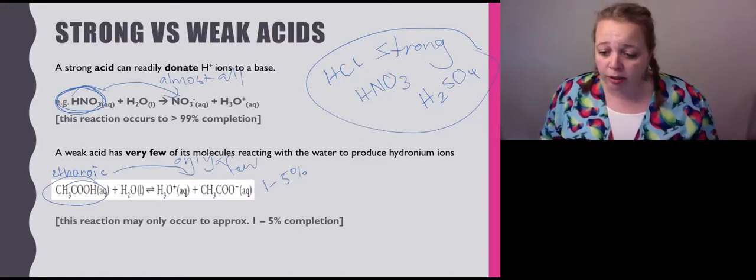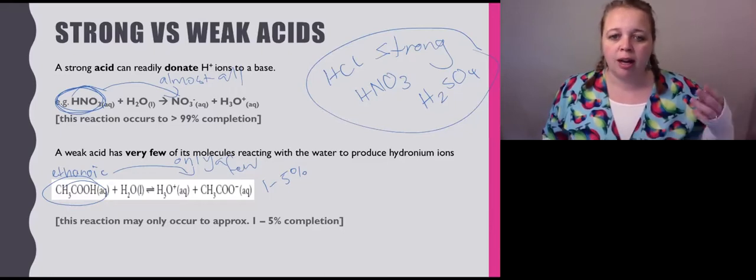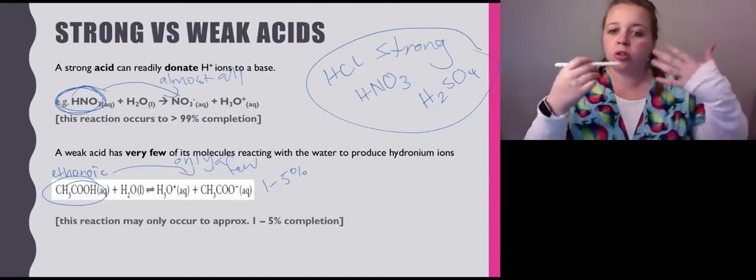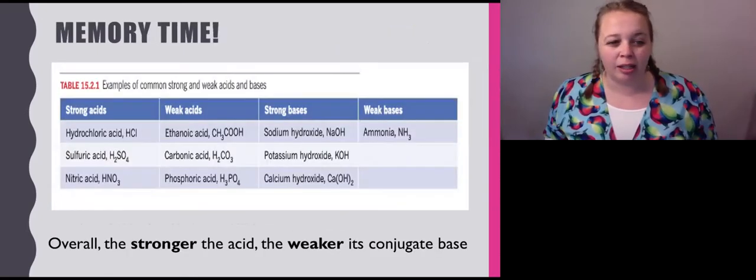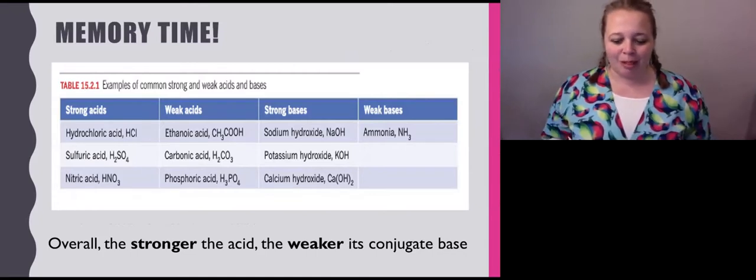So having a look at that, a low proportion of H3O+ molecules will be produced. Hence, an acid can be defined as weak, like the bottom one, or strong, depending on how easily it ionizes or how easily it donates its proton. All right, here's the memory time.